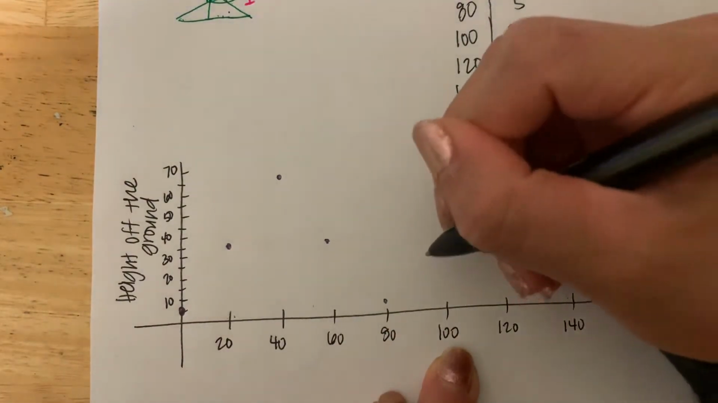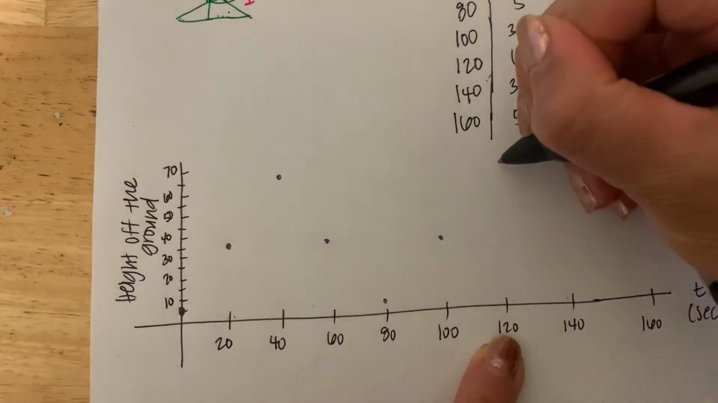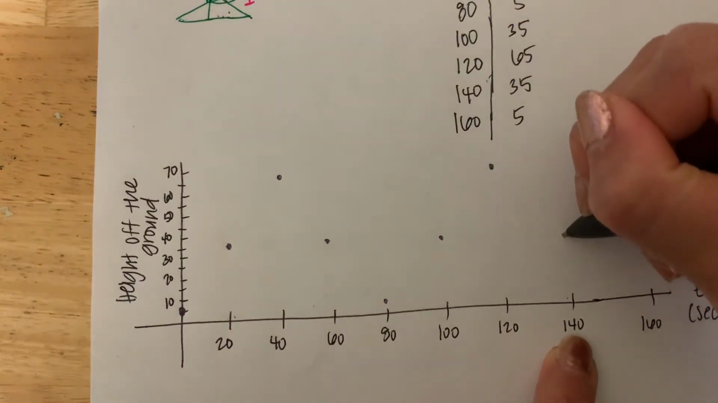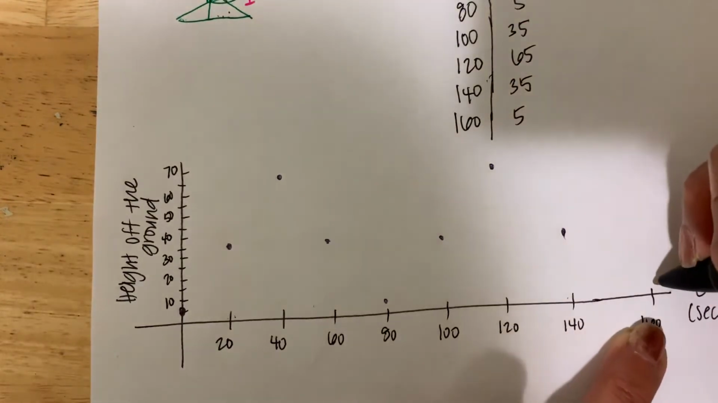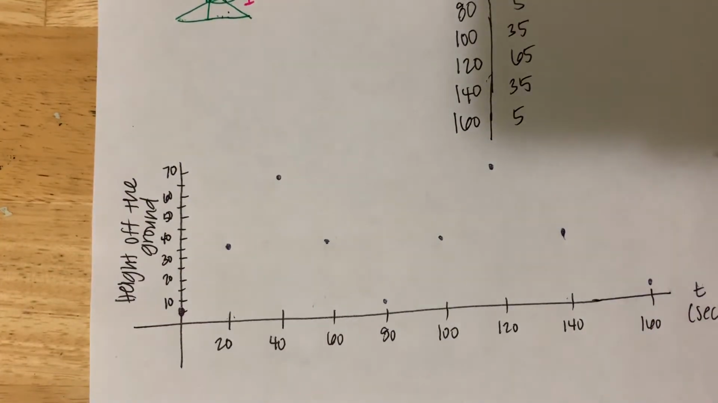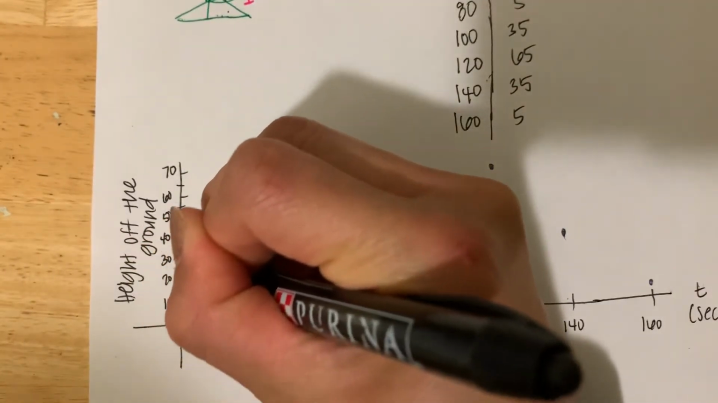At 100, we were at 35. 120, we were at 65. 140, we were at 35. And then 160, we were at 5. And then, of course, you could find more points in between, but I just wanted to pick the easy ones. I'm going to go ahead and connect all these dots.